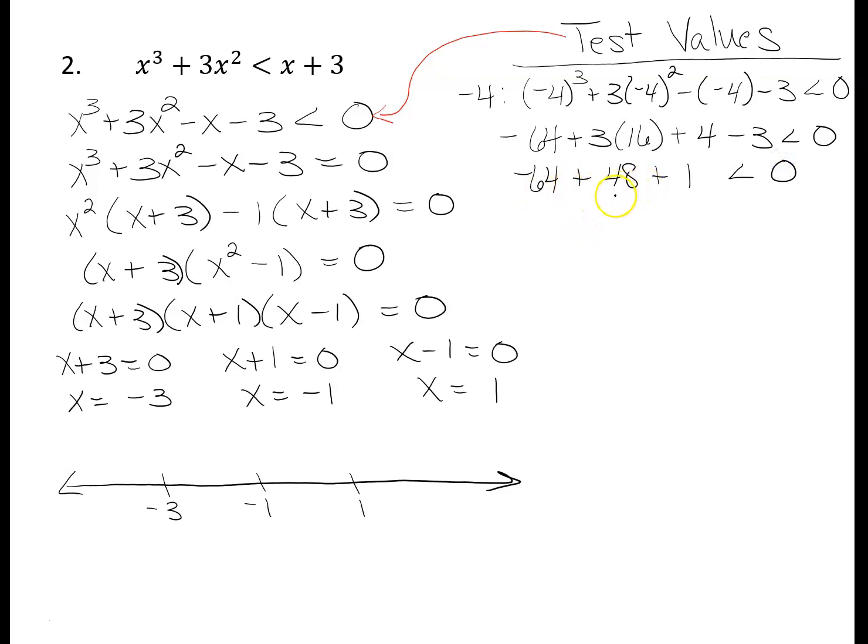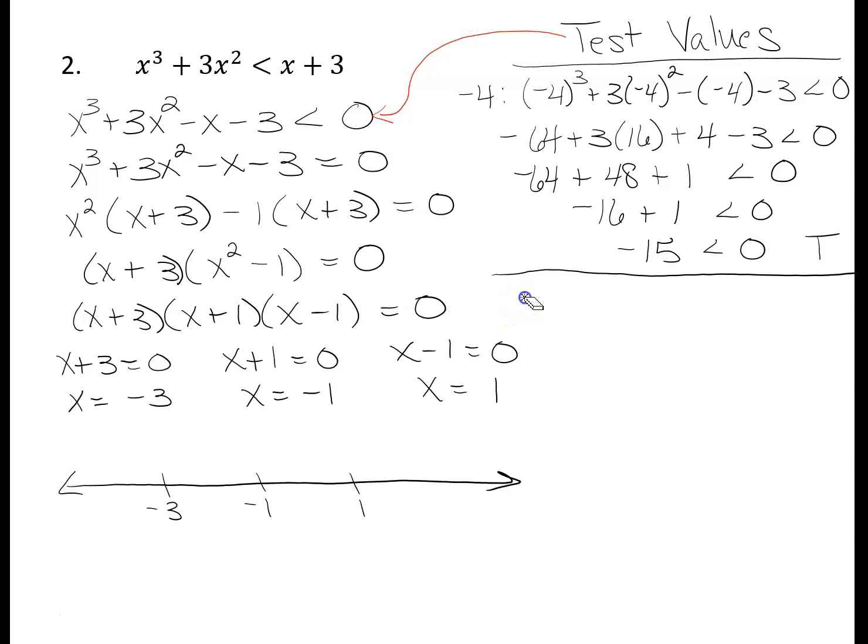So -64 plus 48 is a -16. Plus 1 would be -15. -15 is less than 0. Certainly that is true. All negative numbers are less than 0. We'll come back and label our number line after we're finished testing. All right, so the second interval is between -3 and -1. There is an integer in there. Just one integer fits between those, and it is -2. So let's go ahead and test -2.